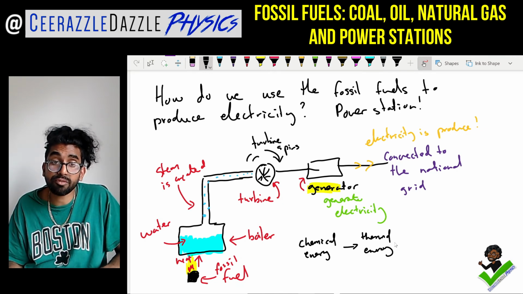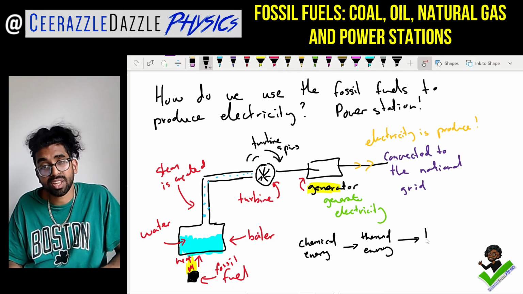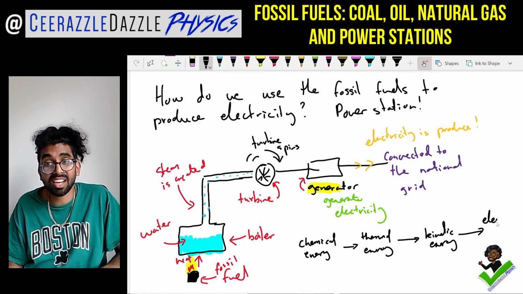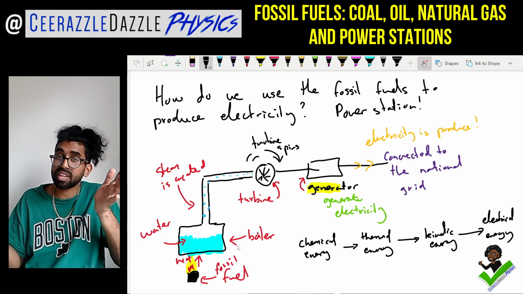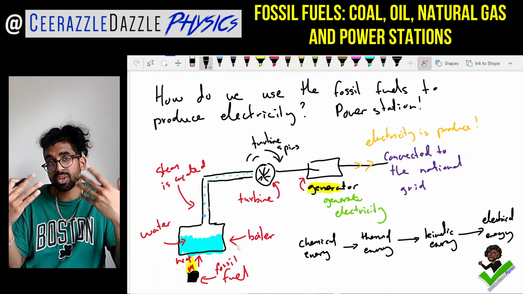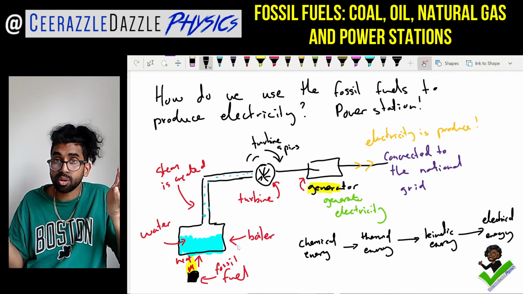After it's turned into thermal energy, that is then turned into kinetic energy because the turbine will spin. After it's turned into kinetic energy, it then connects to a generator, which will turn it into electrical energy, guys. So don't forget the energy transfers as well. If they ask you about the energy transfers, make sure you know it's chemical to thermal to kinetic to electrical, guys. Easy stuff here.